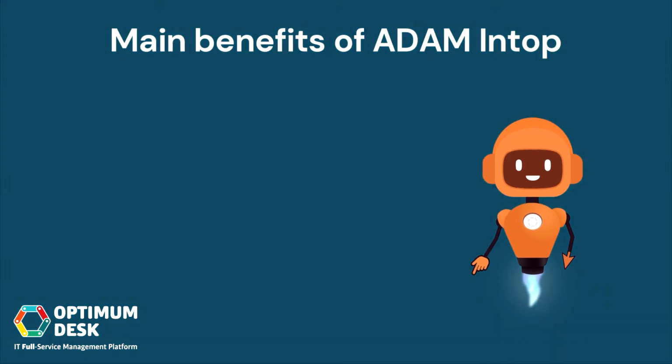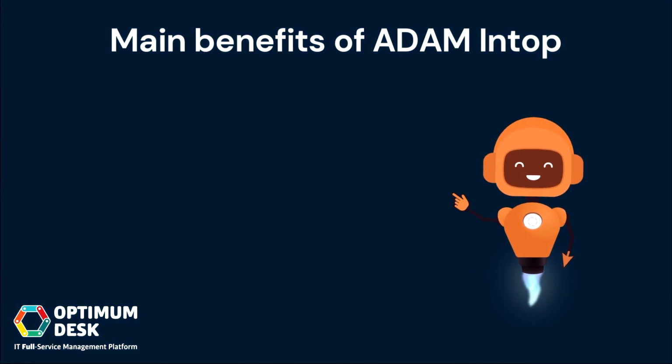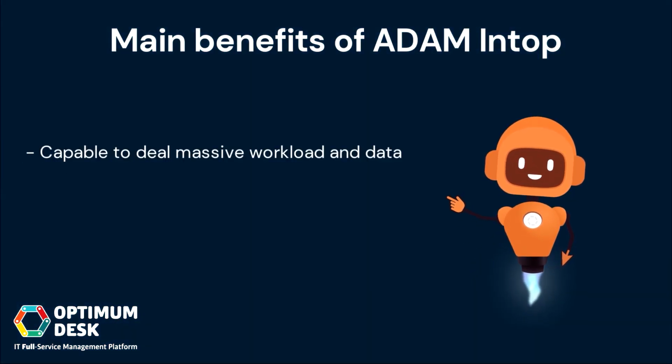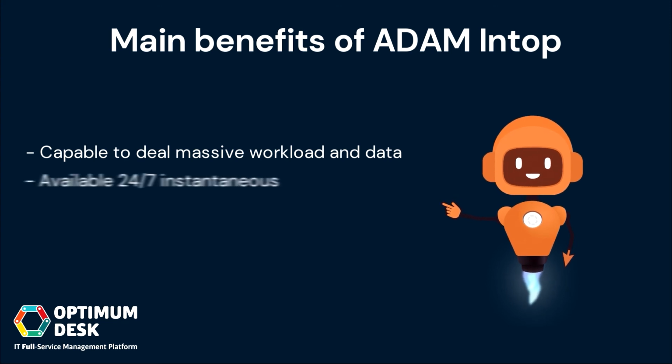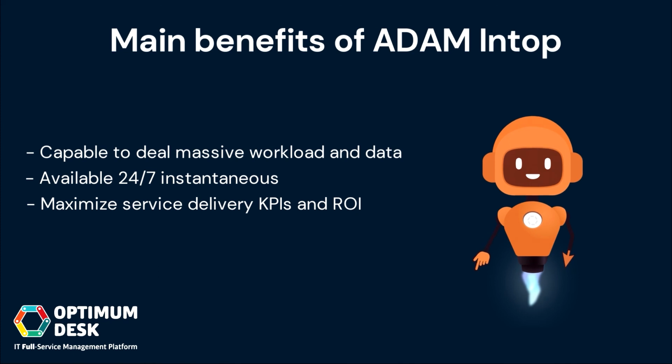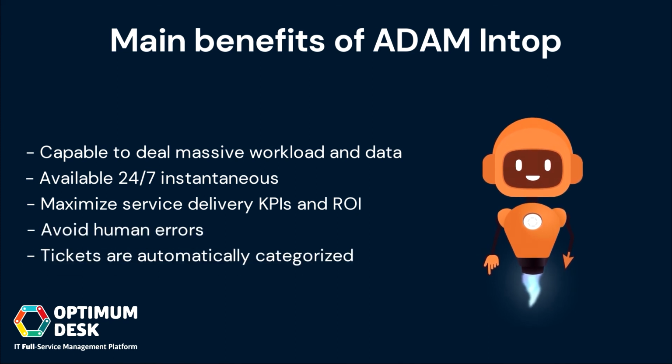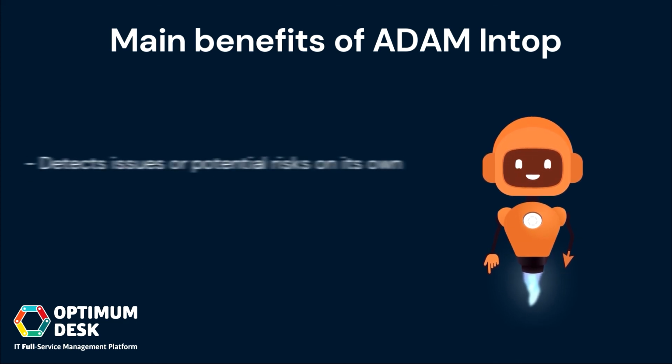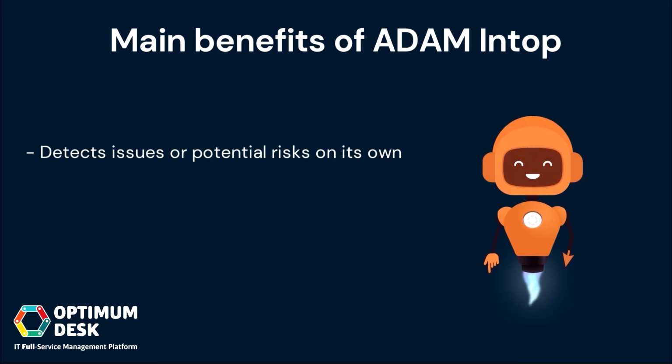The main benefits of ATAM InTop autonomous solving ticket system: capable to deal with massive workload and data without human intervention, available 24/7 instantaneous, maximize service delivery KPIs and ROI, avoid human errors. Tickets are automatically categorized according to their importance and impact, and are solved faster than ever, almost instantly. Detects issues or potential risks on its own and recommends the best solutions to maximize the overall performance and stability.